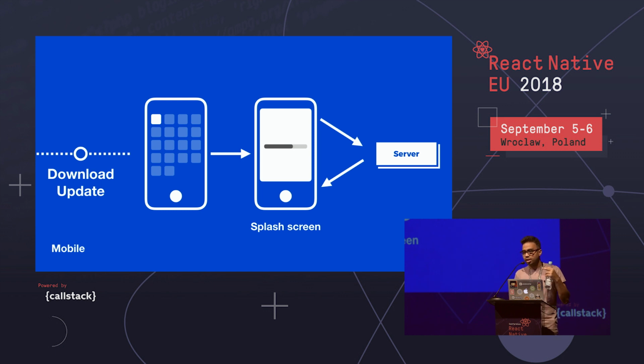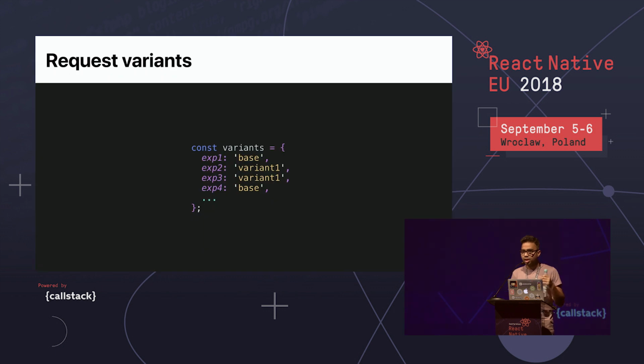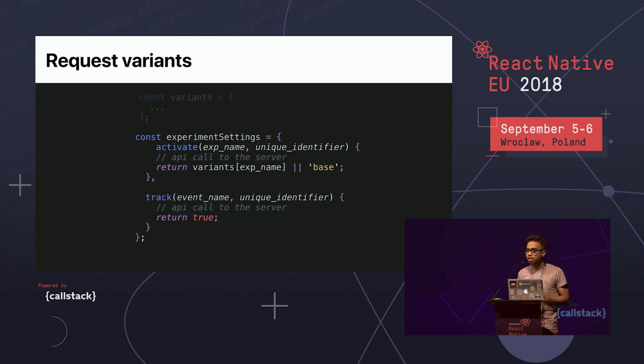So instead of getting the experiment settings, you get the variant directly. By that, I mean you get an object which says experiment 1, the user is in base; experiment 2, it's in variant 1; and so on. Then your front end, your mobile app's logic, gets much easier, where you just look into the object which you received from the server and decide based on that. And worst case, if it fails, you should always return base.